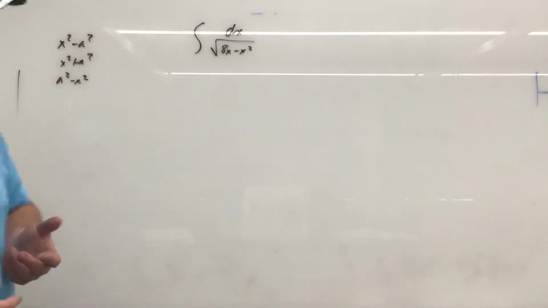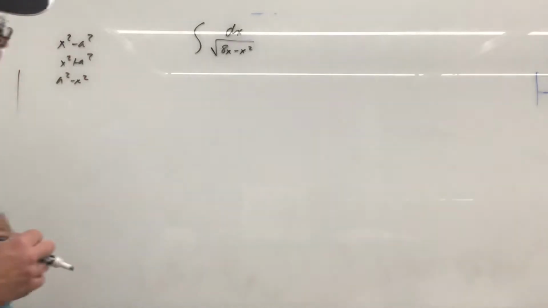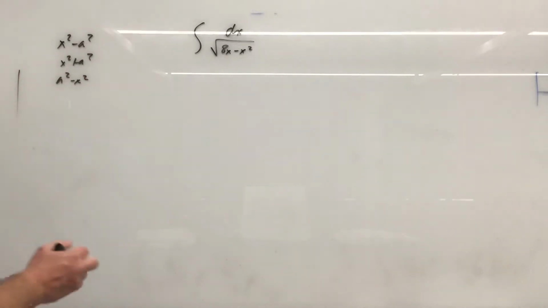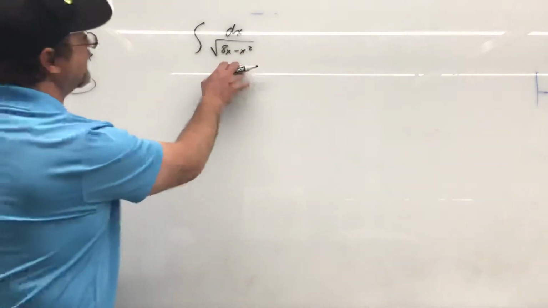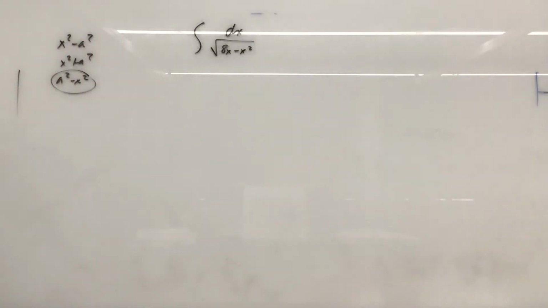And if we look at the table that I started the last video by taking a picture of, we're looking for something that can give us this form inside a square root here. Now this is one where I look at this and I say, well, it doesn't look like that. It doesn't look like a squared minus x squared.